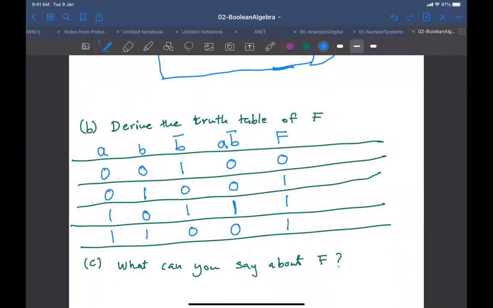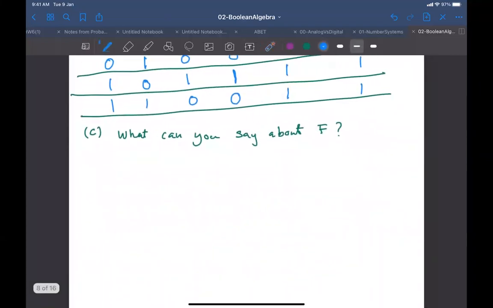Let me give you a hint. What is A ORed with B? We just want to calculate this by itself. A ORed with B: 0, 1, 1, 1, right? Hold on. For every input combination, F has the same value as A OR B, which means they are equal. So F, which used to be A B complement ORed with B, I concluded is equal to A ORed with B.